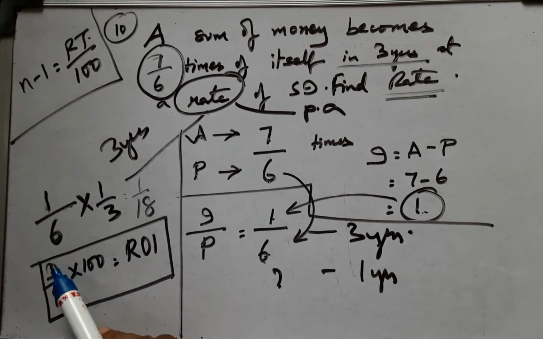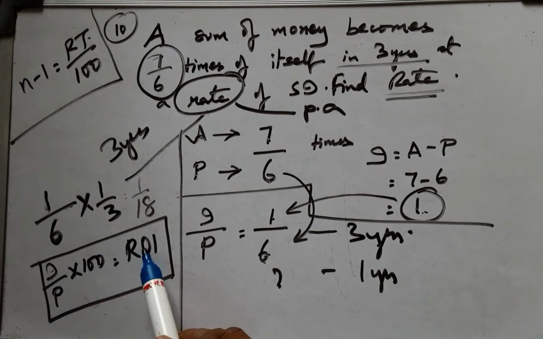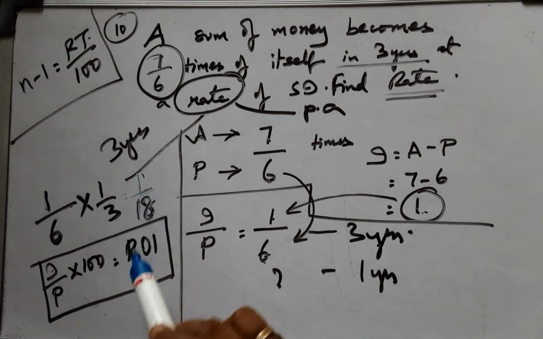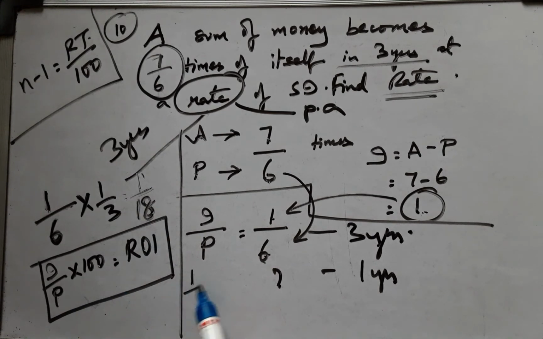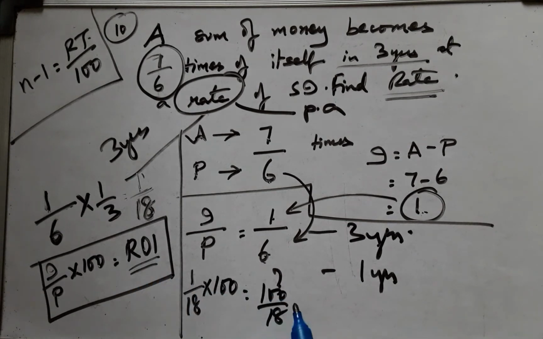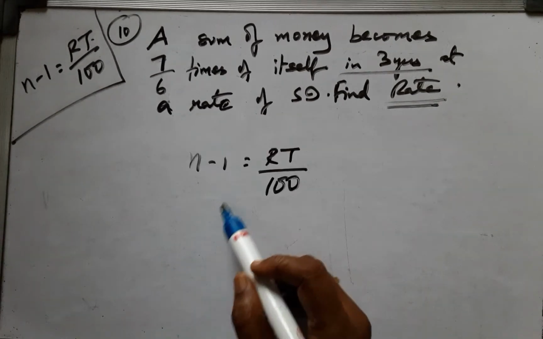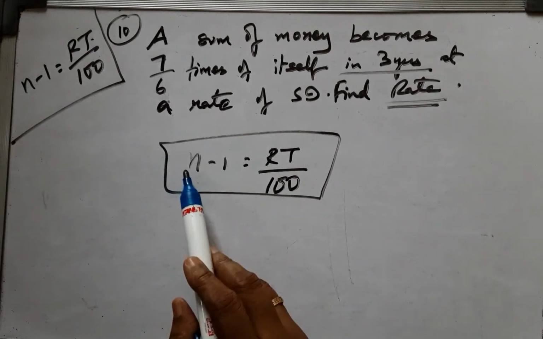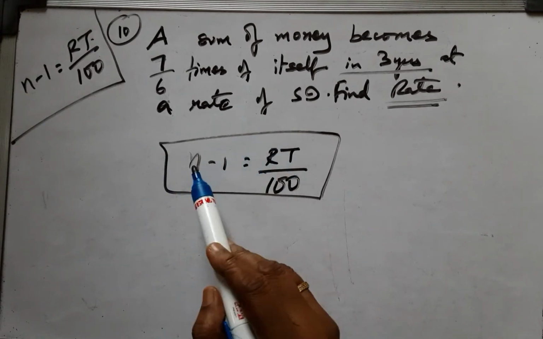And we know that interest by P into 100 gives the rate of interest, and here we have interest by P. Now all we need to do is 1 by 18 into 100 will give the rate of interest. 100 by 18 is nothing but 2 9s are 18, 2 50s are 100, therefore 50 by 9, which is 5 5 by 9 percentage.